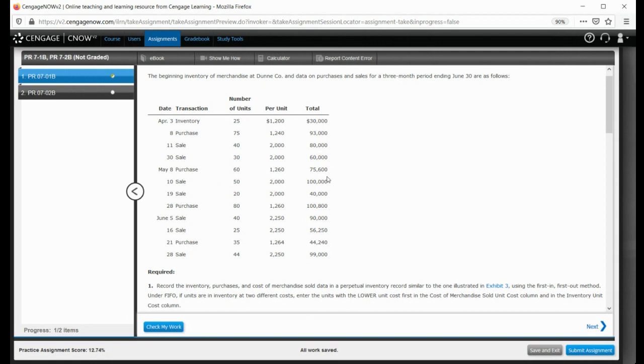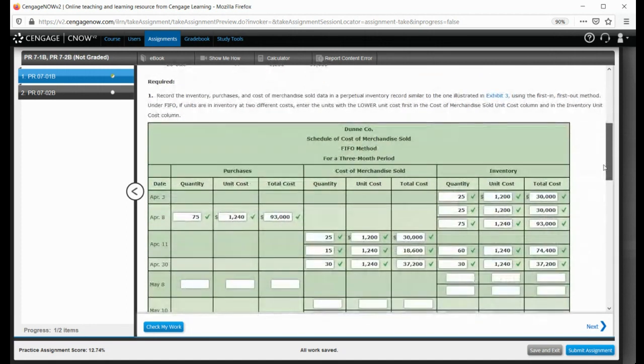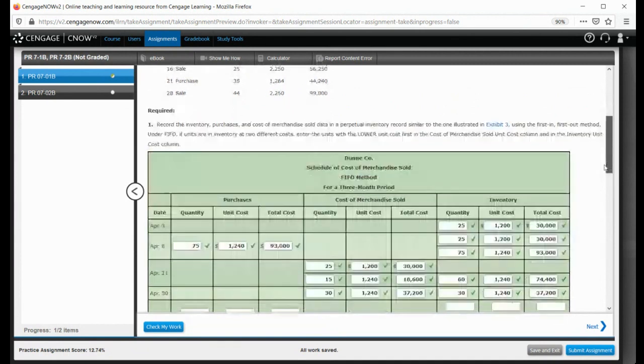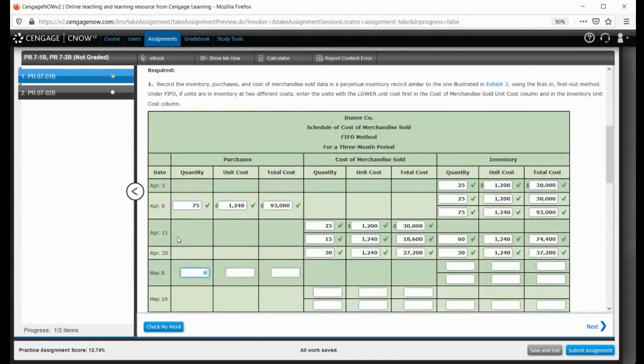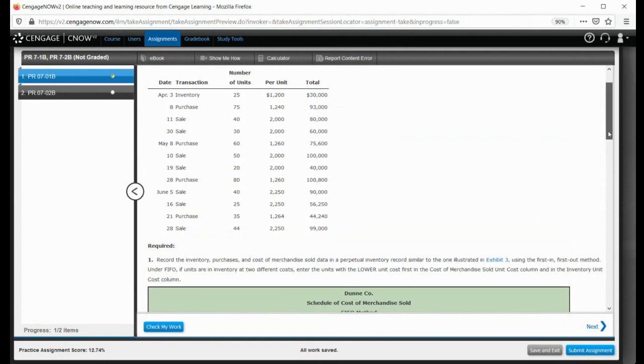We're buying the inventory. So what I want to do is multiply 60 times 12.60, and that will give you 75,600. That is the cost of your merchandise that you have purchased on May the 8th. So we'll want to record 60 units that we bought on the 8th of May. We purchased those units at $12.60 each.